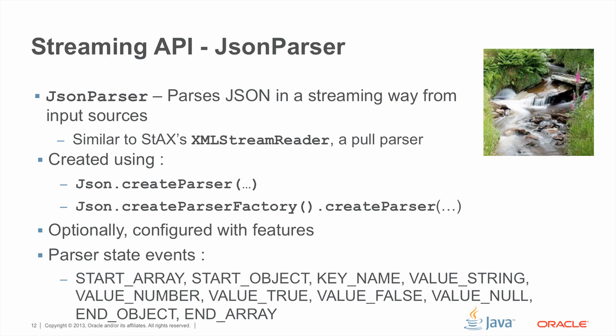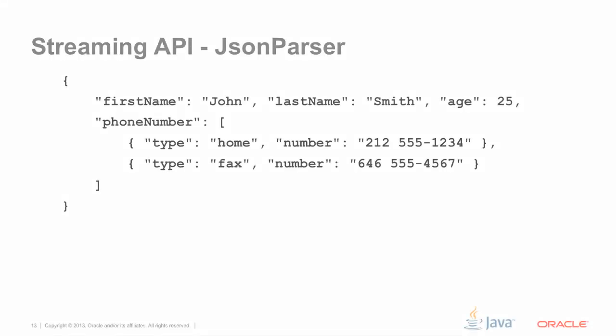And the application keeps advancing the parser to a different state. For example, let's say some of the states like start array, start object, etc. And at each state, the parser could get the necessary information. So let's take an example.